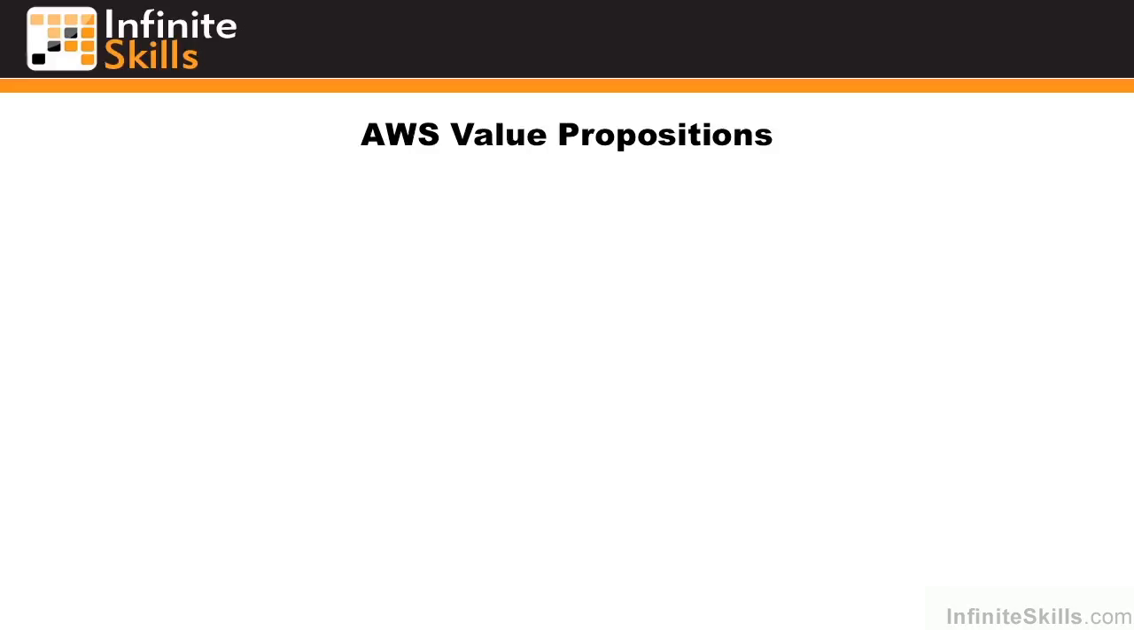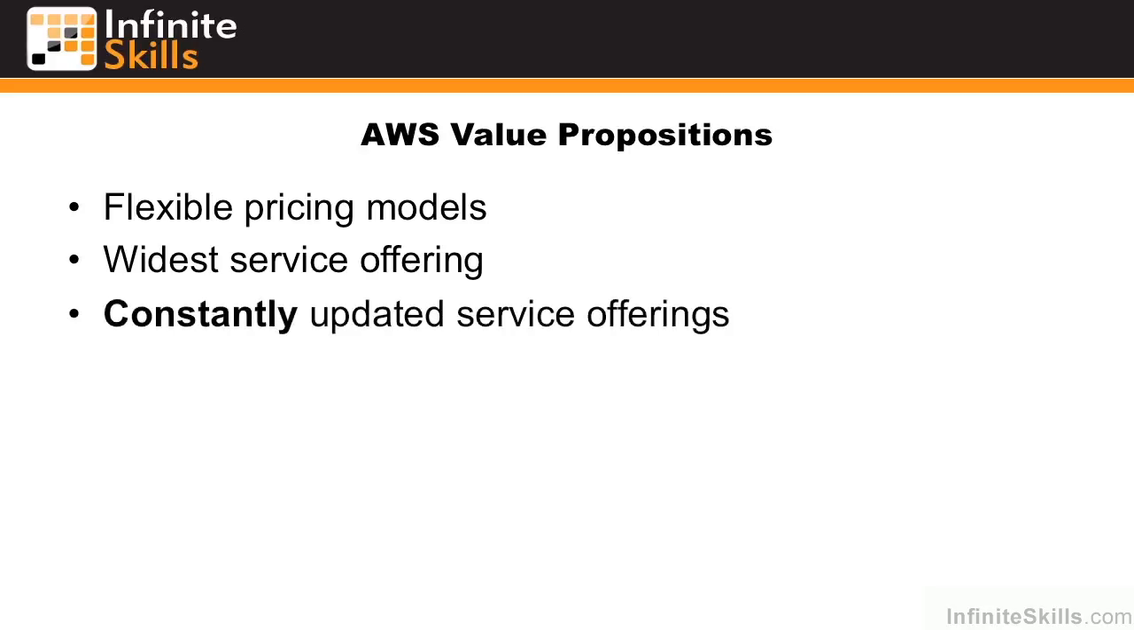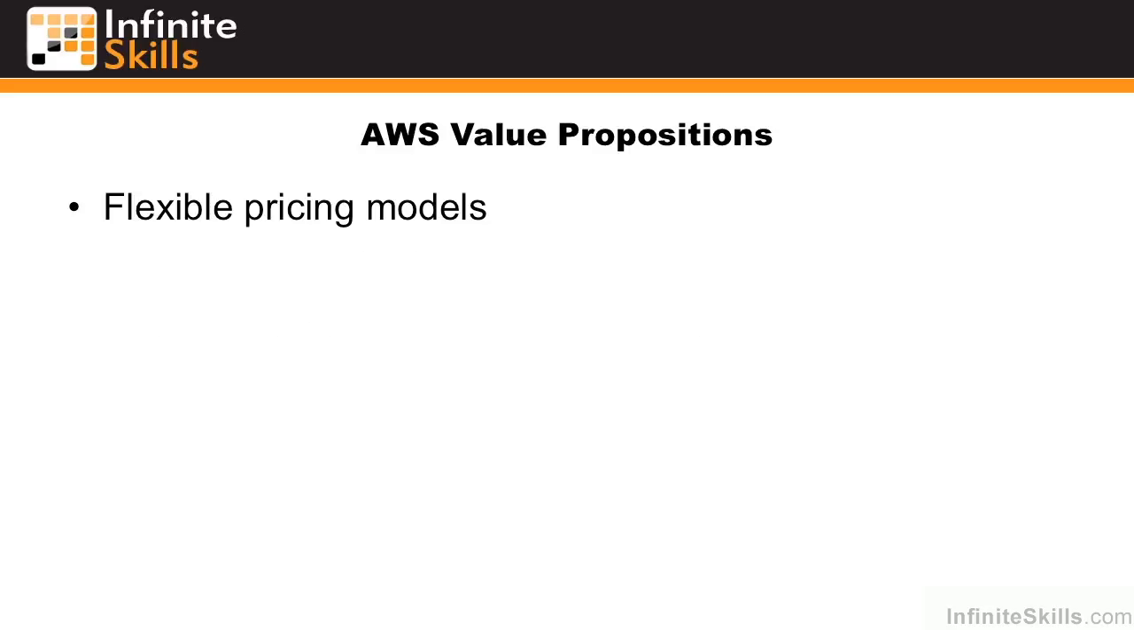In this lesson, we're going to look at the value propositions of AWS. At a high level, they offer flexible but sometimes confusing pricing models. They have the widest service offering available, with new services and new additions to existing services being added all the time. One of the facets of the flexible pricing models is that there's no upfront costs.